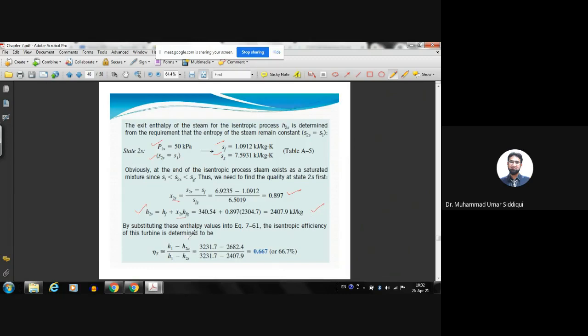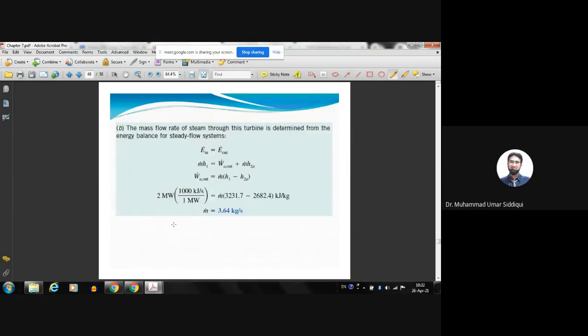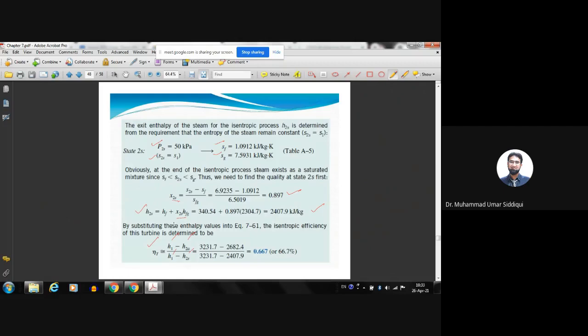And now once we have H2A, H1 and H2S, we can determine the efficiency of the turbine. The isentropic efficiency of the turbine is 66.7%. That means whatever the pressure was there, 66.7% of the pressure will be converted into work output, and the remaining will be lost as heat from the turbine. So this is how we determine the isentropic efficiency of the turbine. Yes. Anybody want to ask anything? No, sir. Okay.